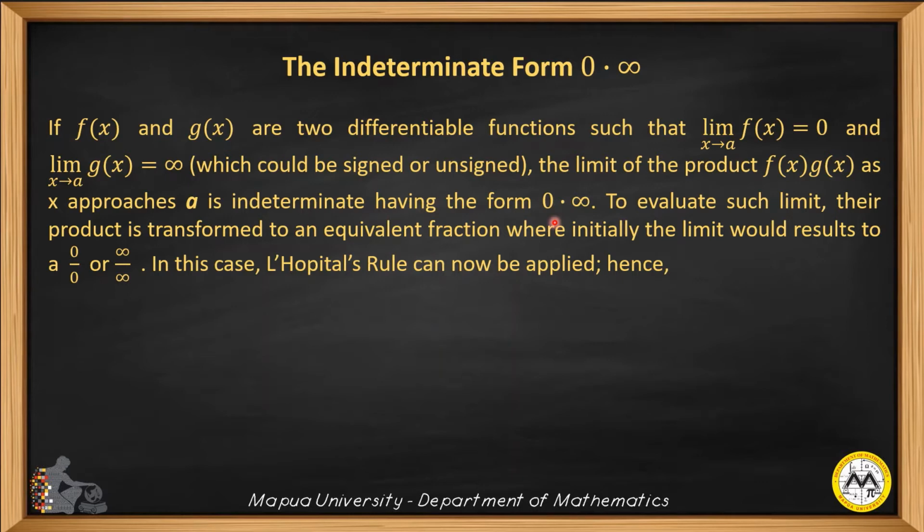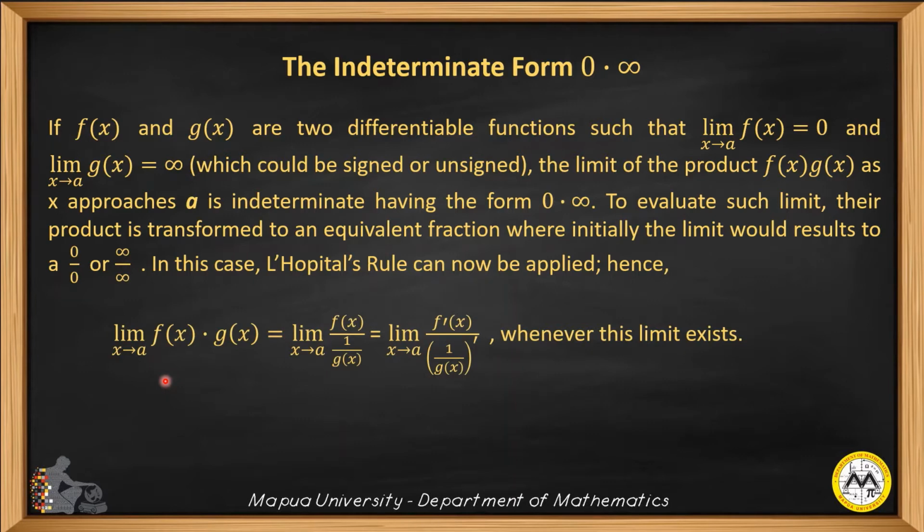Now, to evaluate such a limit, what we need to do is first to transform the product f of x times g of x into an equivalent fraction that would give us initially a limit of 0 divided by 0 or infinity over infinity. So that in this case, we can now apply L'Hopital's rule.